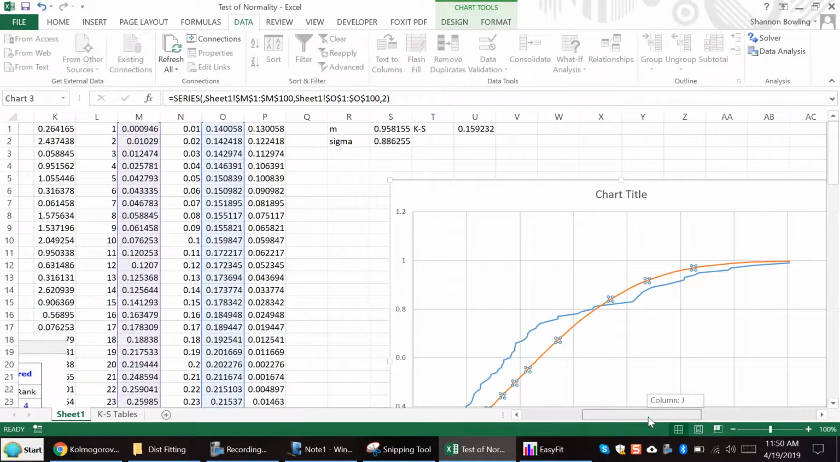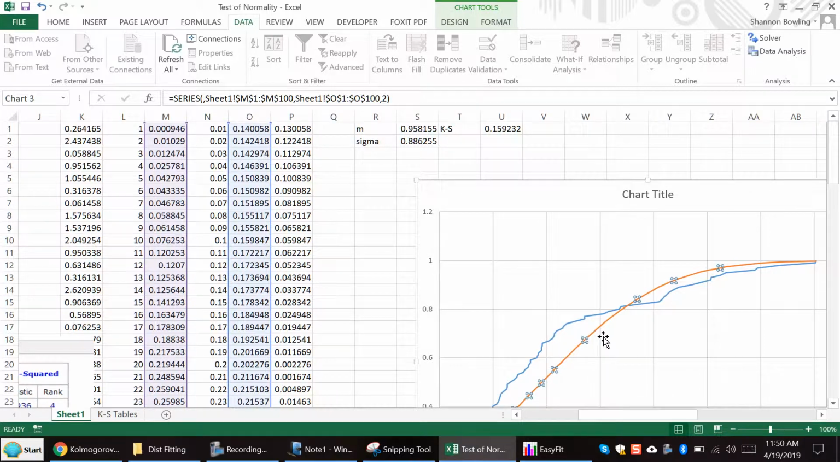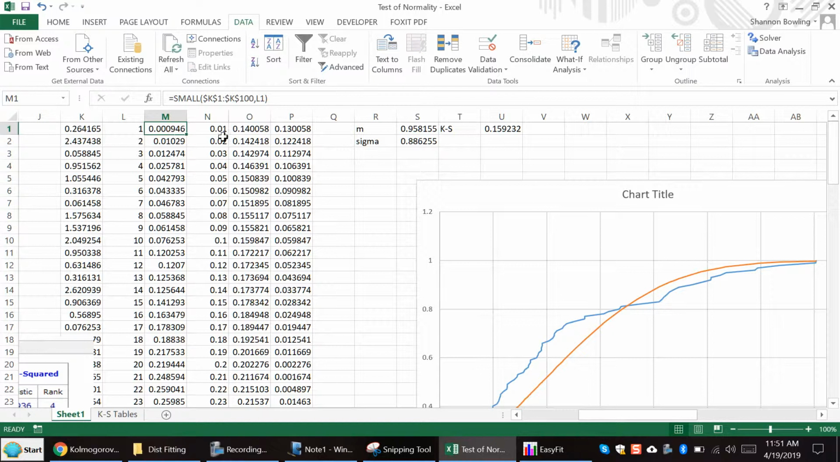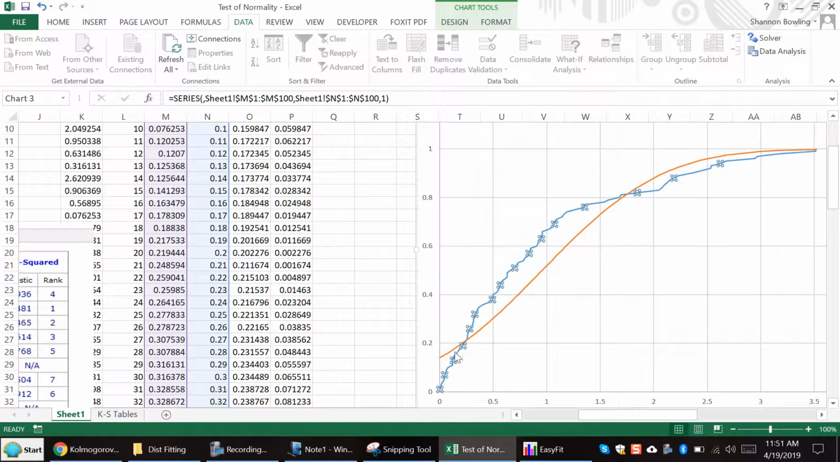No, I'm sorry. It's this guy right here, because this is my actual data here. This is what it is ranked in terms of my cumulative function. So that ranges from 0 to 1. So you can see this is what my true empirical distribution looks like.